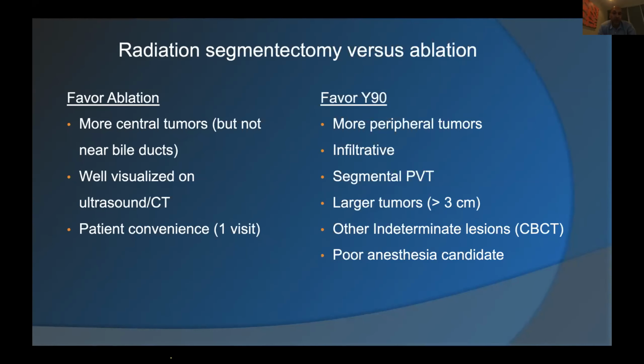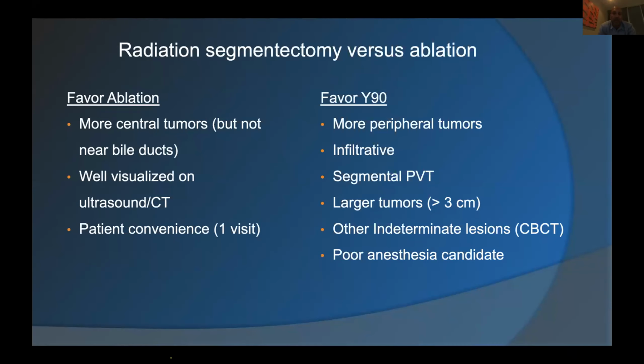For Y90, more peripheral, or let's say subcapsular tumors, I think these tend to be easy for radiation segmentectomy and tend to be hard for ablation. Similarly, in patients with vascular invasion or infiltrative tumors, your results with ablation are just not as good as in someone without PVT, whereas radioembolization is really designed for this. Larger tumors, more than 3 centimeters, I tend to favor Y90. When you're seeing that MR and you see the tumor and then you have maybe some LR3 lesions, you're not sure what to do with them. Of course, the nice thing about doing a radiation segmentectomy is that you're doing an angiogram and you're doing a cone beam CT.